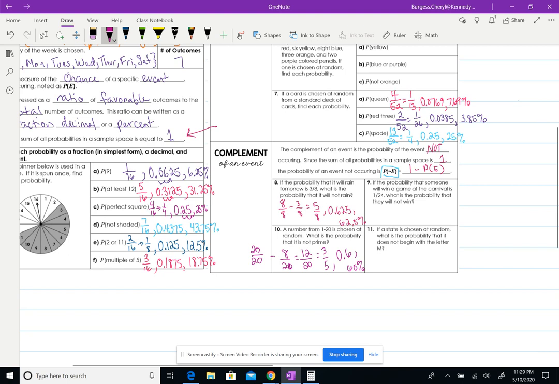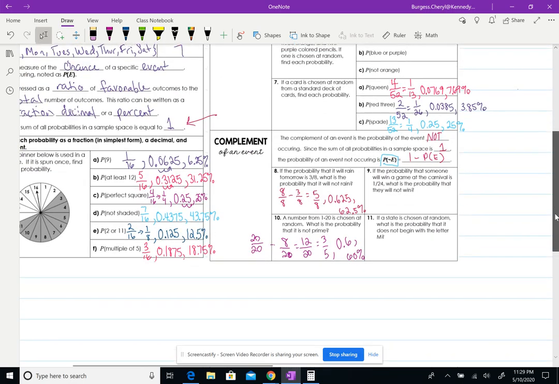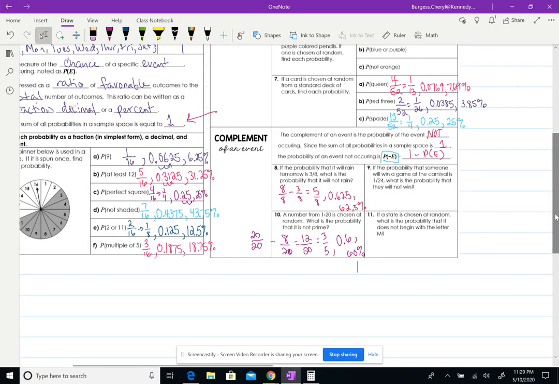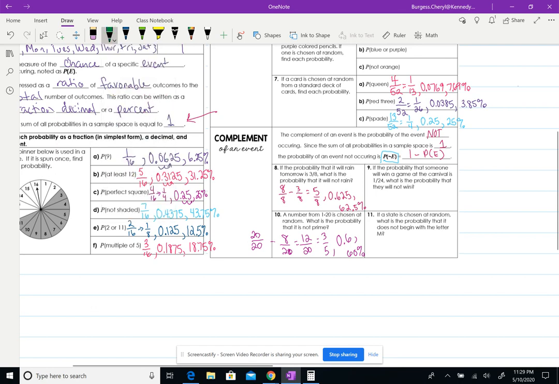I am going to do number 11 with you just because it's the hardest one. So you guys are going to do number 9, number 6, and number 4 on your own and a summary before turning in your notes. Okay, so let's do number 11. 11 says a state is chosen at random. What is the probability that it does not begin with the letter M?